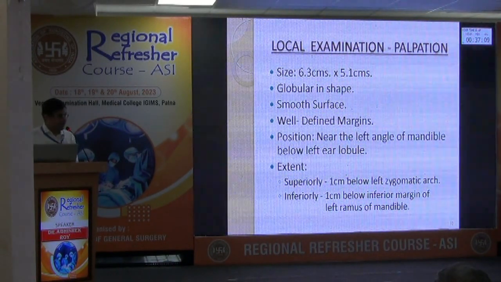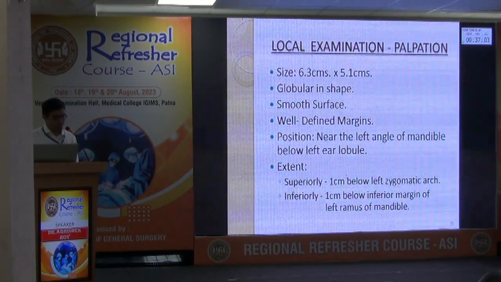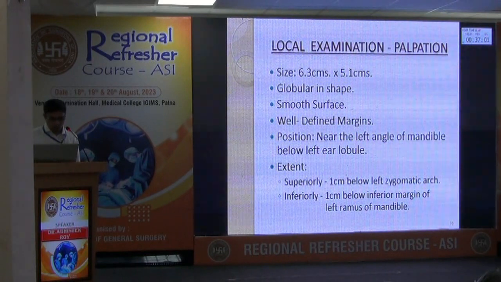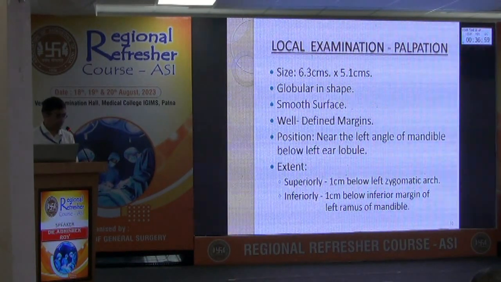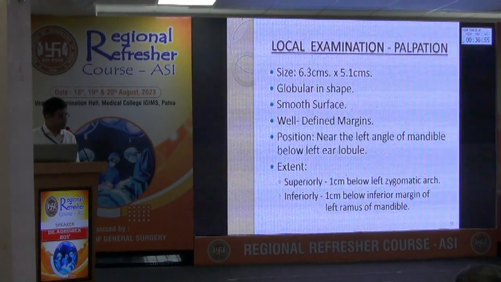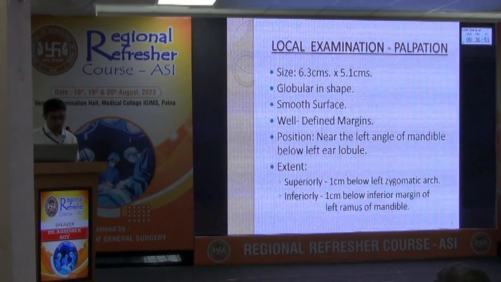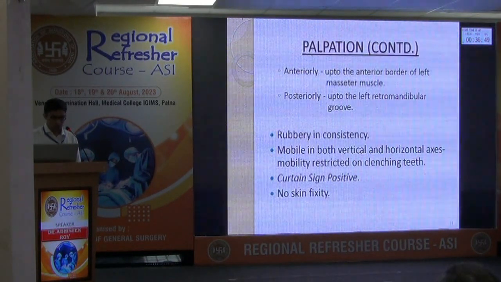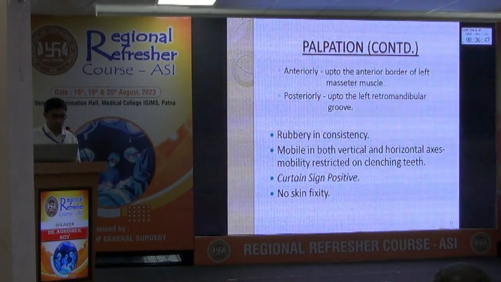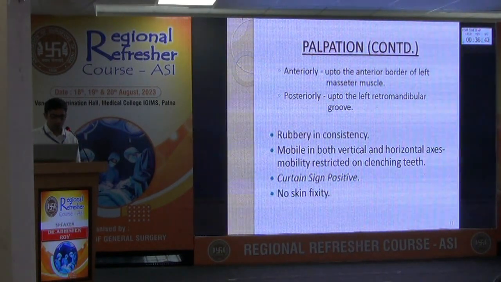Coming to the position of the swelling, it was located near the left angle of mandible and below the left ear lobule. On finding the extent of the swelling, superiorly it extended till 1 centimeter below the left zygomatic arch and inferiorly 1 centimeter below the inferior margin of the left ramus of mandible. Anteriorly, it went up to the anterior border of the left masseter muscle and posteriorly up to the left retromandibular groove.